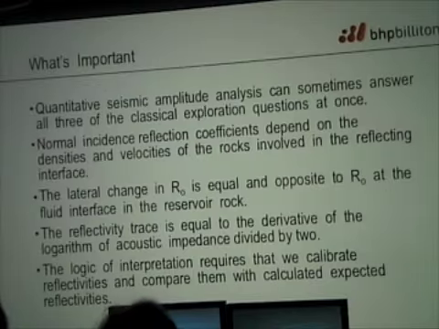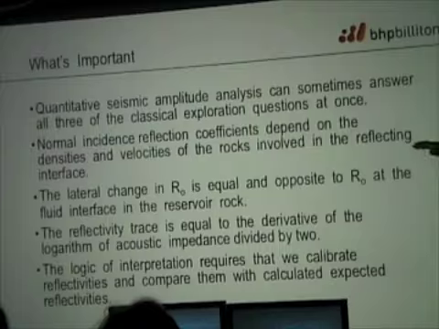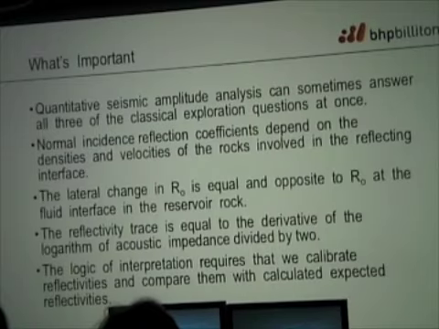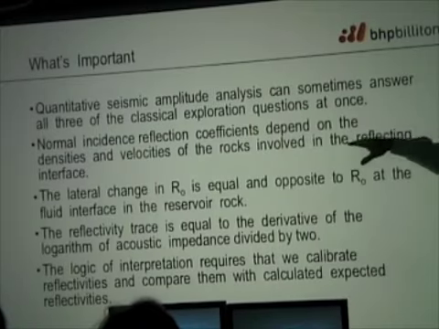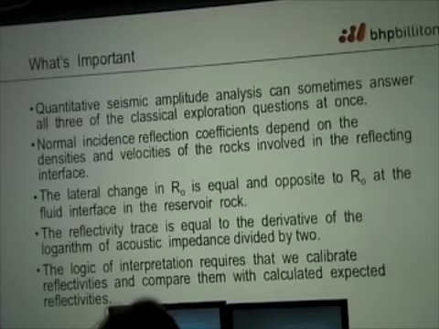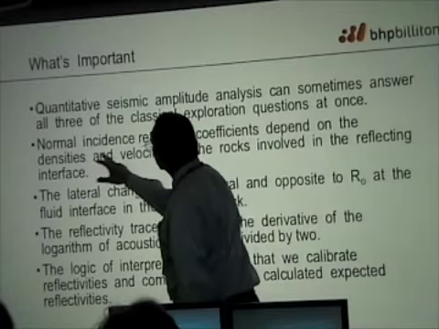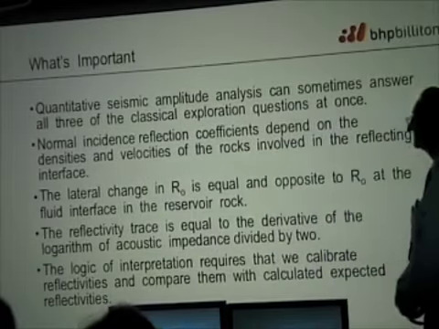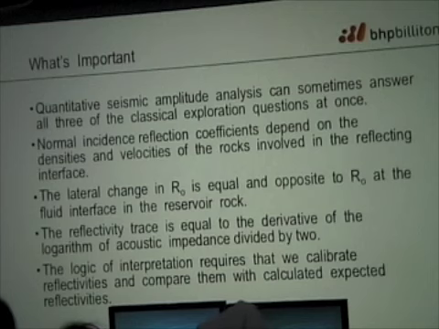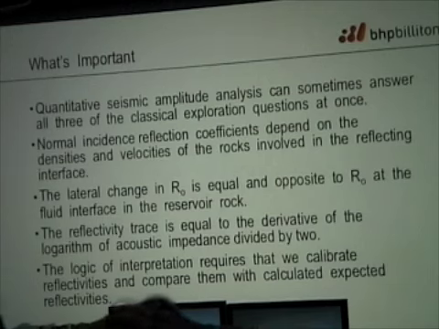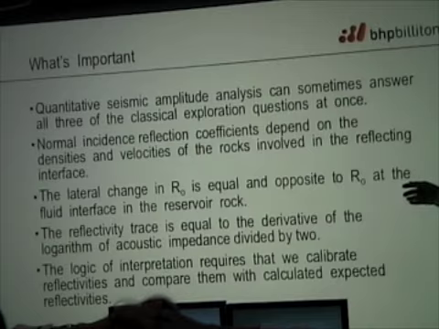Normal incidence reflection coefficients depend on the densities and velocities of the rocks involved in the reflecting interface. I should have put in here normal incidence compressional wave. Well, it's okay. For the shear wave, same thing: density and shear velocity in that case, normal incidence. The lateral change in R0, the normal incidence reflection coefficient, is equal and opposite to the normal incidence reflection coefficient at the fluid interface in the reservoir rock. That's important.